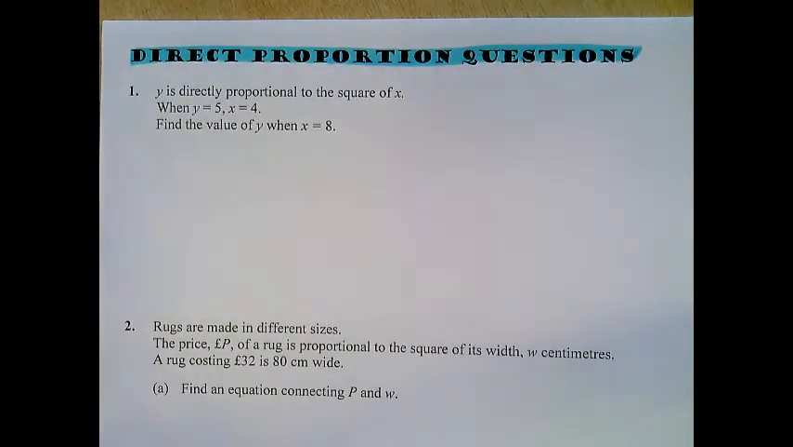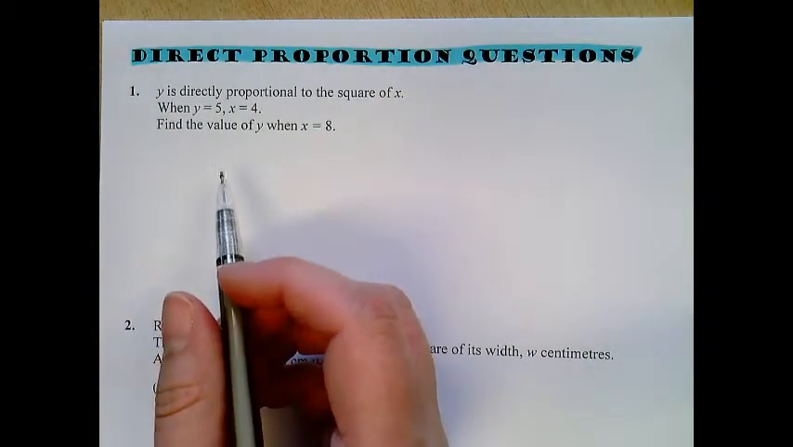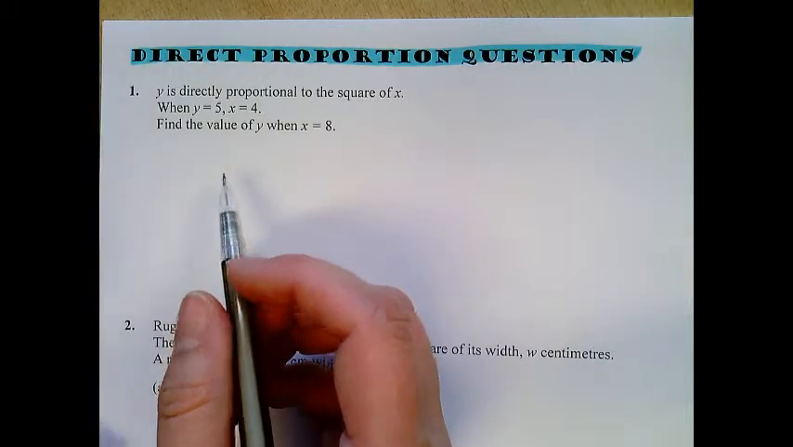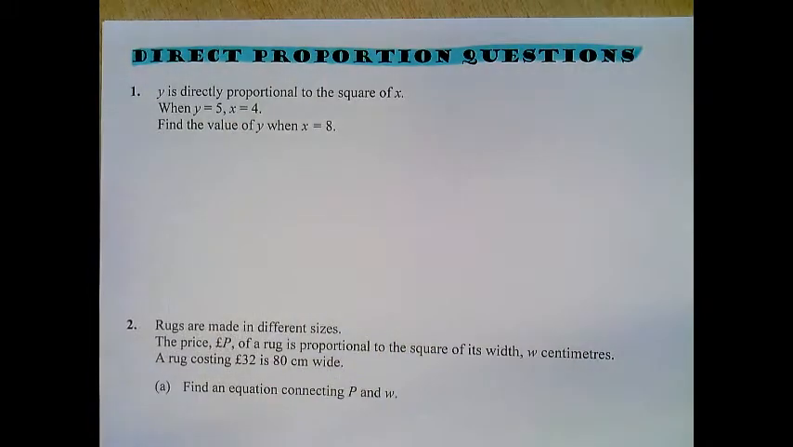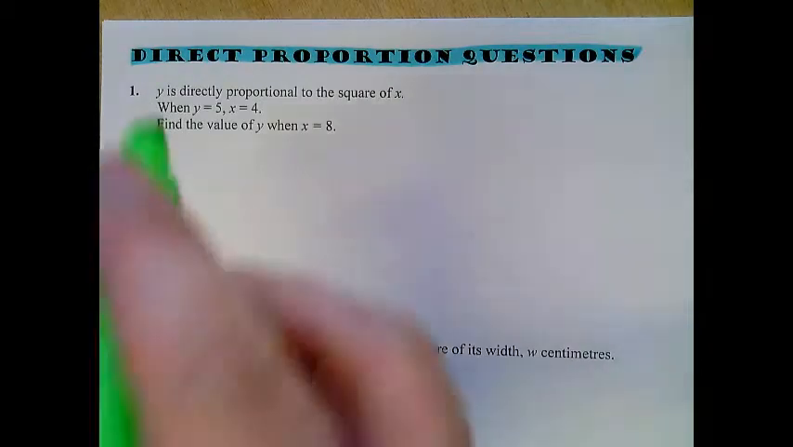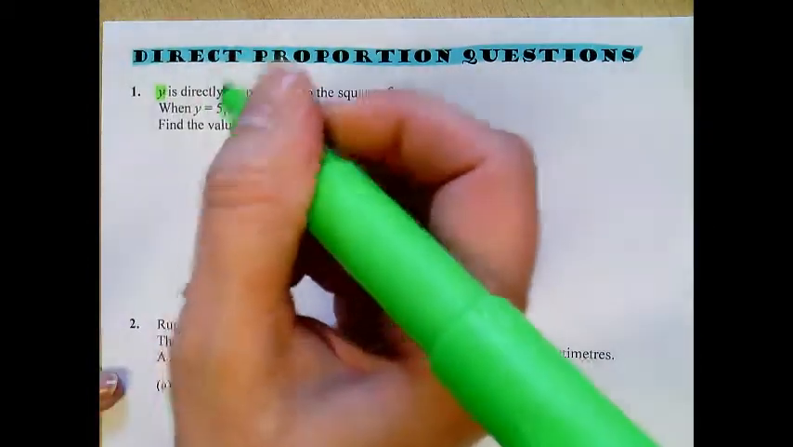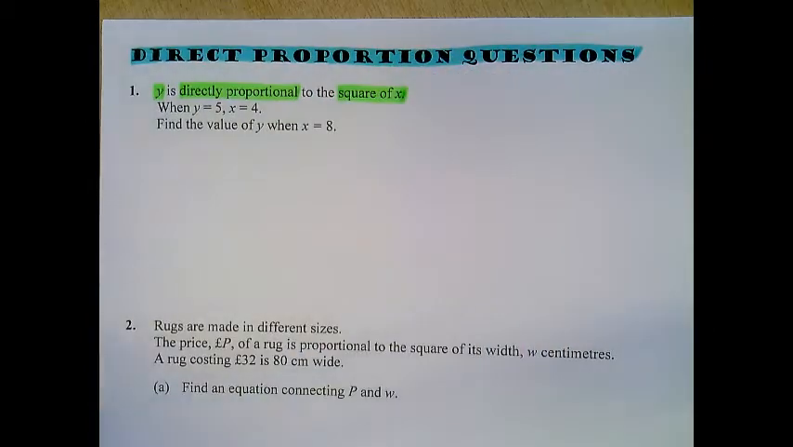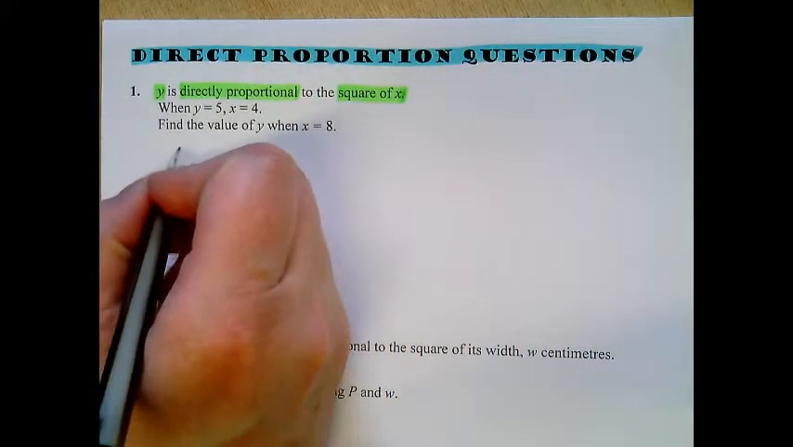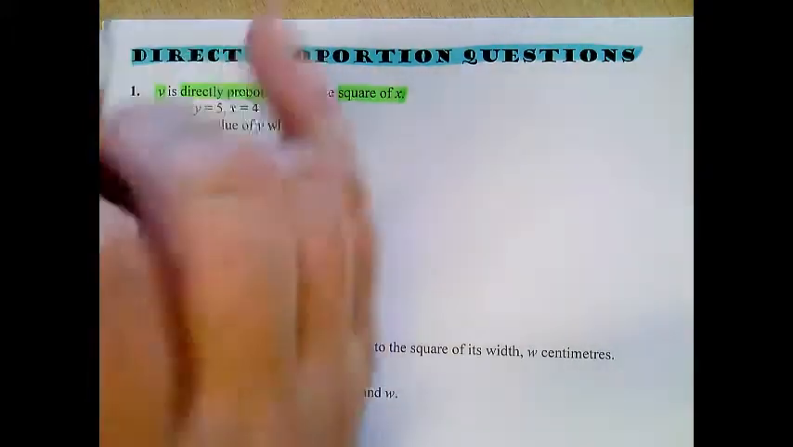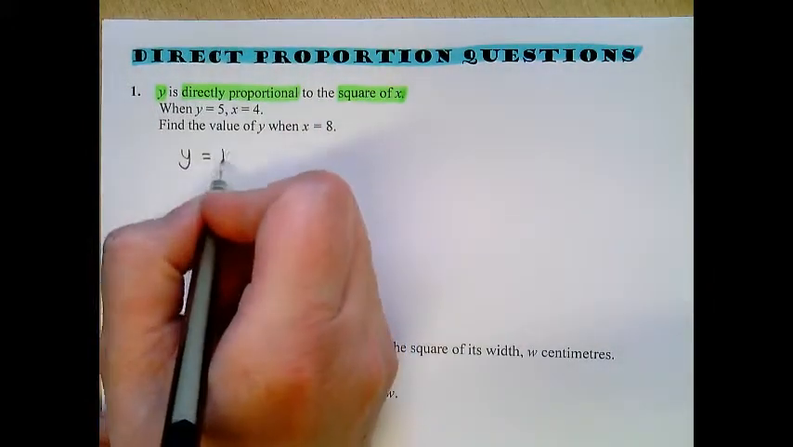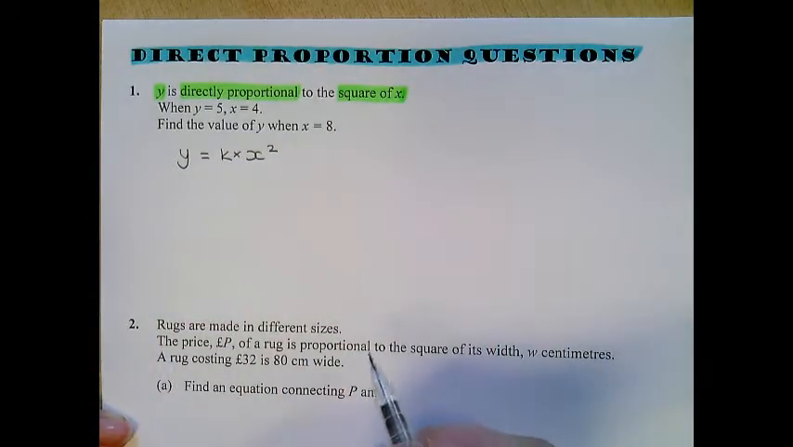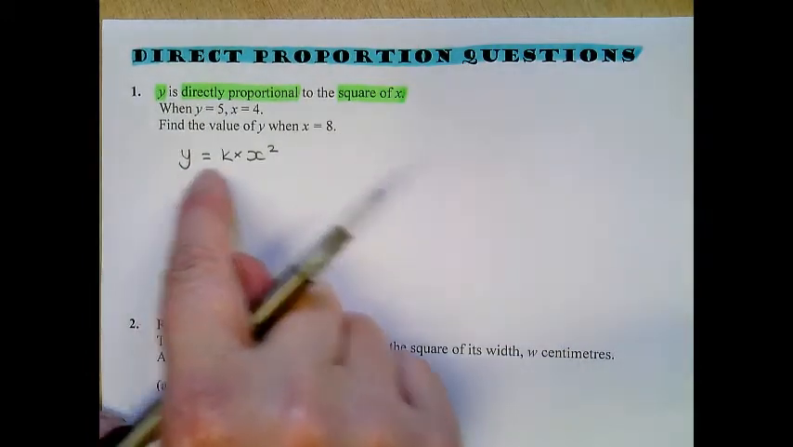So question 1, these few questions here are all on direct proportion, so your starting equation will all have a multiplying sign in them. So y is, just going to highlight the important bits here, y, and then directly proportional, and then square of x. So those are the three important bits in that first sentence. So y equals, and then direct proportion means k times, and then the square of x is x squared. So that's your starting equation.